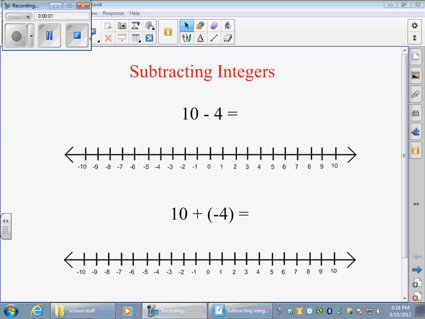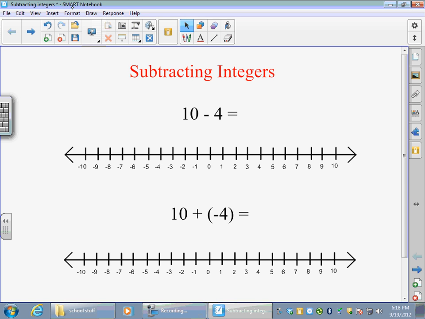Okay, so today's video is on subtracting integers. Yesterday we just talked about the general rule for subtracting, that you can check by adding back, and then talked about what happens when you subtract zero, or subtract a number from itself. Now we're going to subtract where we have some positive numbers and some negative numbers.